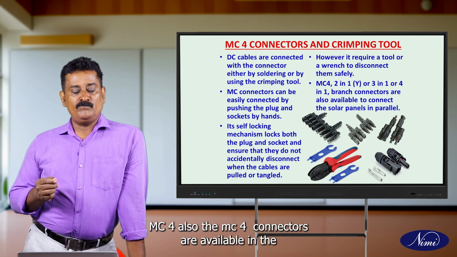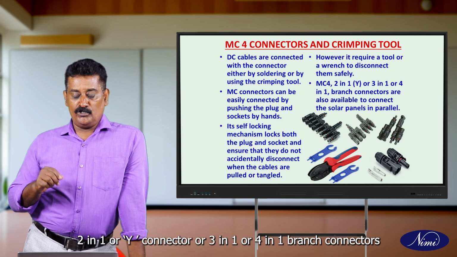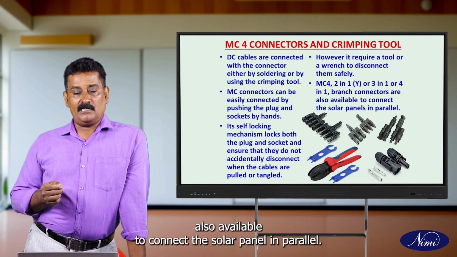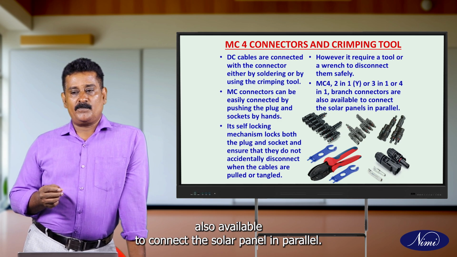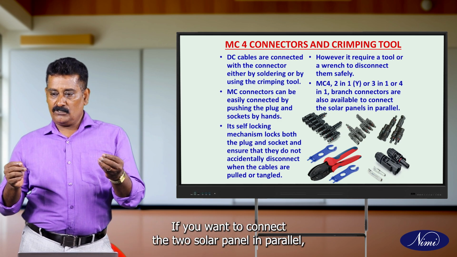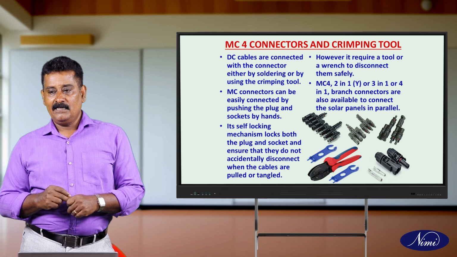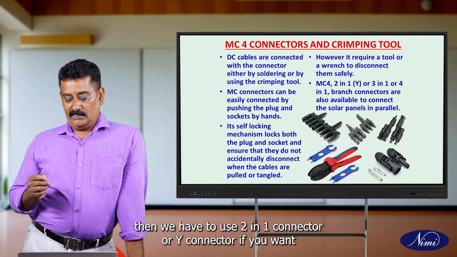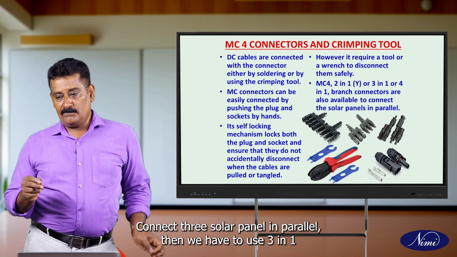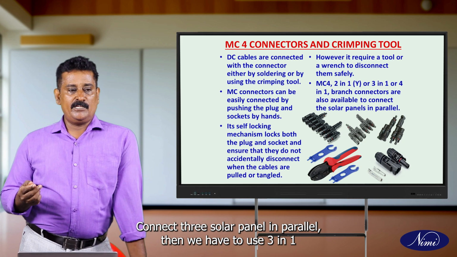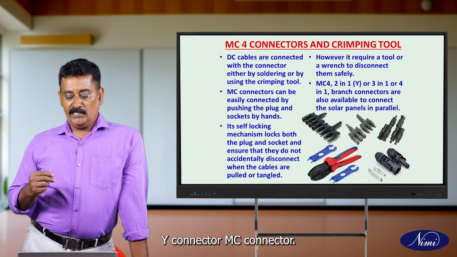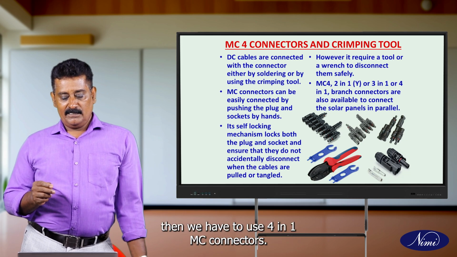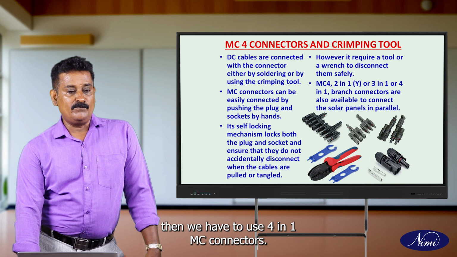MC4 connectors are available in the 2-in-1 or Y connector, or 3-in-1 or 4-in-1 branch connectors also available to connect the solar panel in parallel. If you want to connect 2 solar panels in parallel, then we have to use 2-in-1 connector or Y connector. If you want to connect 3 solar panels in parallel, then we have to use 3-in-1 MC connector. If you want to connect 4 solar panels in parallel, then we have to use 4-in-1 MC connectors.